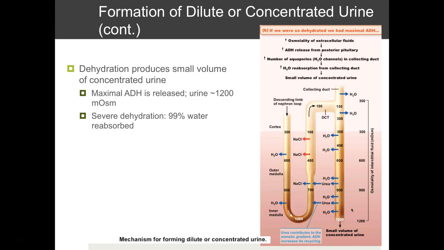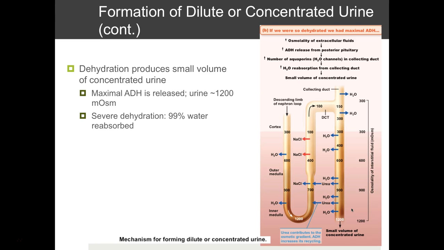Now for dehydration, the opposite here, we are going to produce a small amount of urine and it will be very concentrated. So now we have a greater amount of ADH concentration in our urine, and osmolality is going to be about 1200 milliosmoles. And in this case, we use more of our juxtamedullary nephrons, and we have a couple different factors that are going to assist us in making concentrated urine.